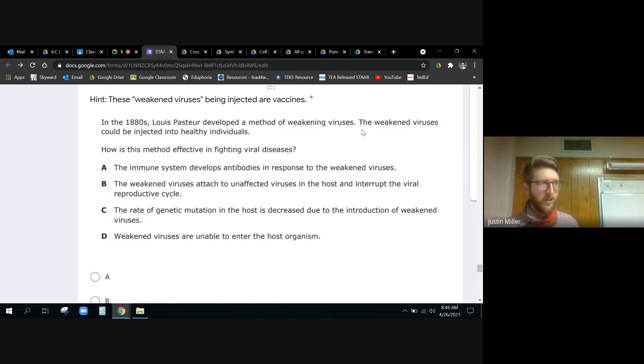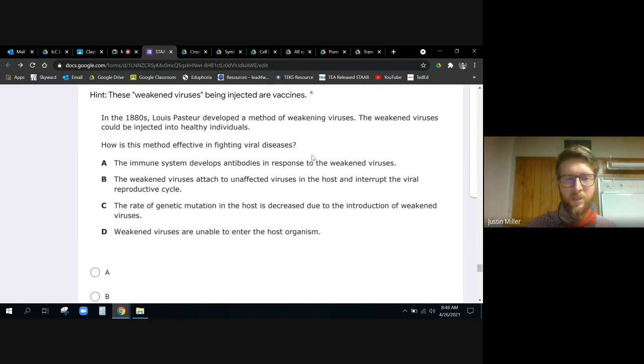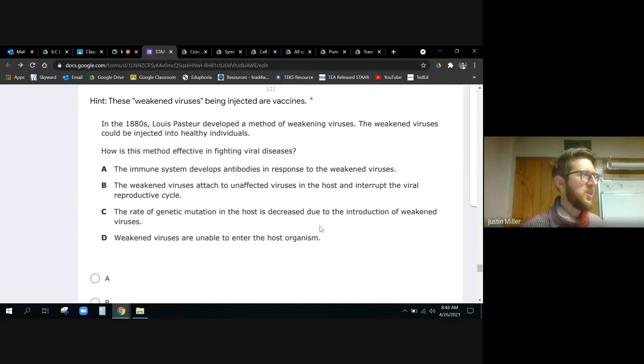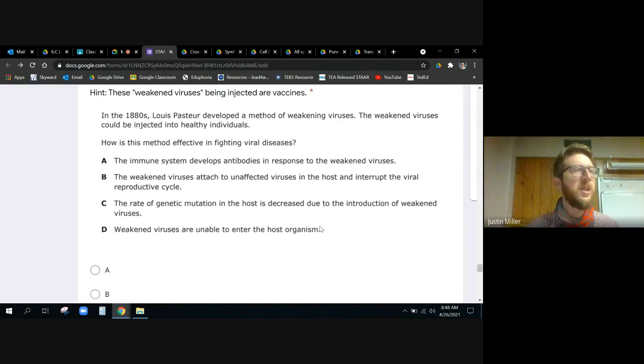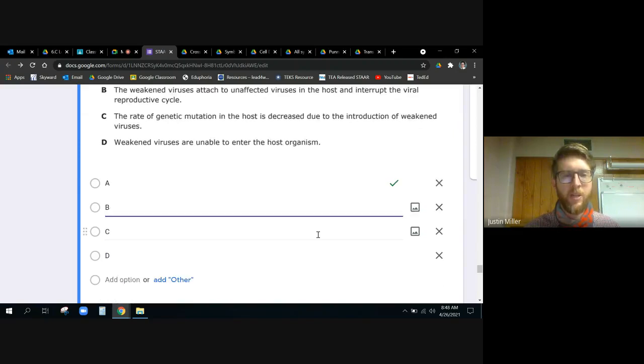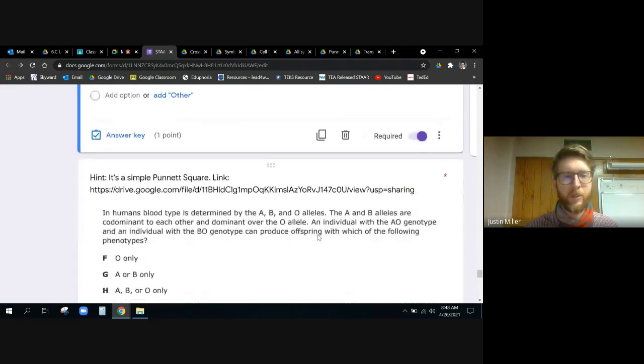So that's another thing. But anyway, how is this method effective in fighting viral diseases? Yes. So the immune system develops these things called antibodies, which are just things that your body uses to kill viruses. And I just gave you the answer because I clicked on it by accident. Okay.